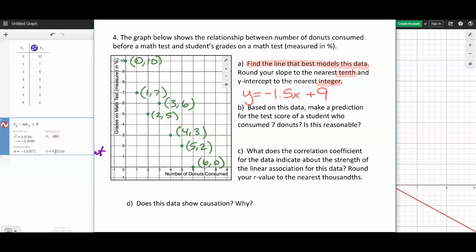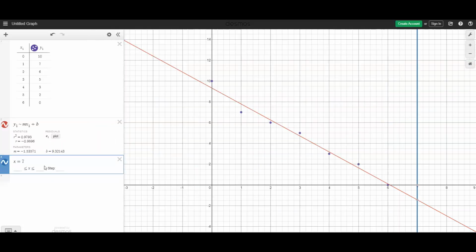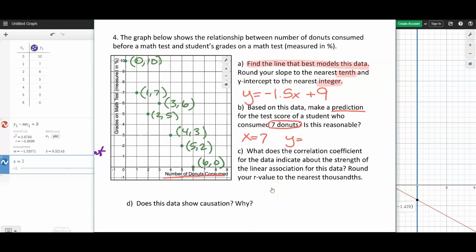Now, based on this data, we want to make a prediction for the future for the test score of a student who consumes 7 donuts. Donuts is on my x-axis, so I'm going to say that x is 7. We want to know what the output is when we have 7 donuts before this test. Well, this is a y equals equation I can type into Desmos. And when I type it in, it does give me a line. So I'm looking for where the 2 lines meet, which is the solution here. The input is 7. The output where they match is negative 1.429. So I would say that the grade that they're going to get is negative 1.429 or negative 14%.